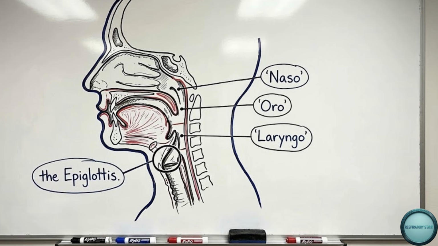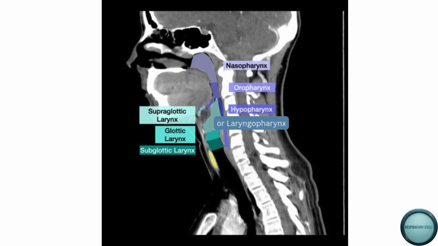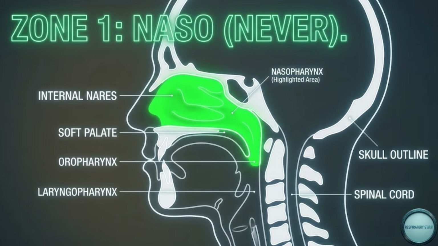Moving down, we hit the pharynx. To remember the three sections in order, use a mnemonic, "Never Overlook." Let's trace the path on a real scan. Never Overlook stands for naso, oro, and laryngopharynx. "Never" is for nasopharynx. This sits behind the nasal cavity and houses the eustachian tubes.